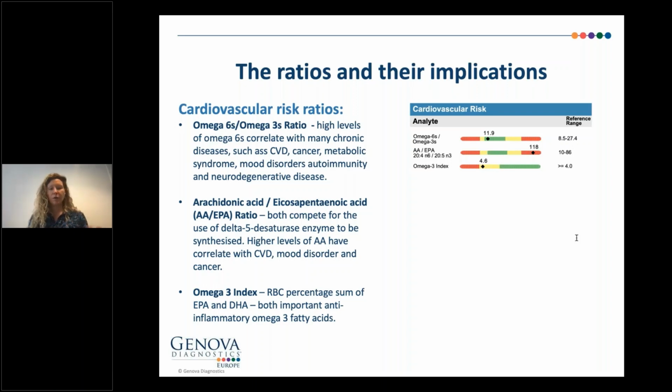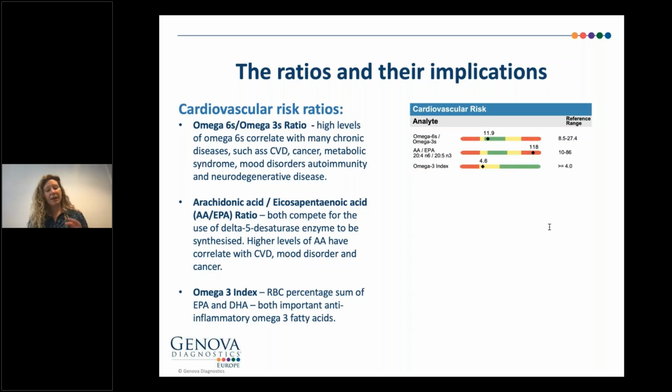And of course, we know that both of these metabolites compete for the use of the delta-5 desaturase enzyme to be synthesized. And there are many diseases that are related to having high levels of arachidonic acid, such as cardiovascular disease, mood disorders, and cancer.